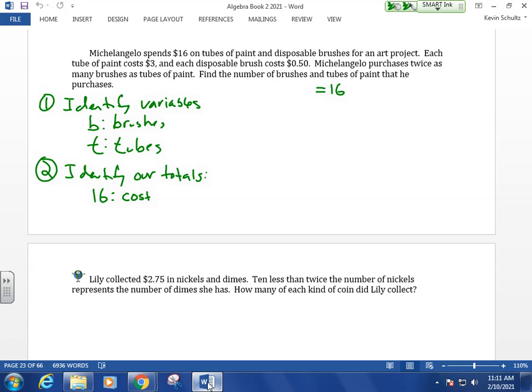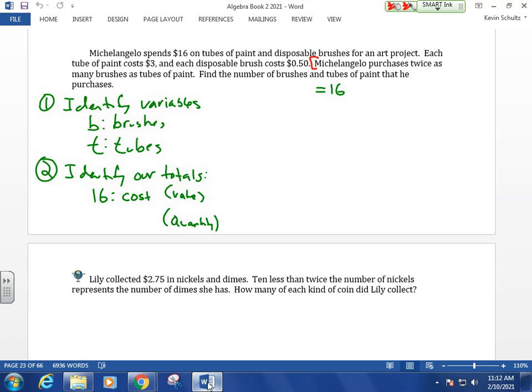Well, so this equation here is our value. That 16 has to do with the cost of things. The other total that we're looking for has to do with our quantity. And we can't really mix the two. That 16 being dollars is a different unit than the quantity of tubes and brushes. So you're right, though. That statement is pretty important.